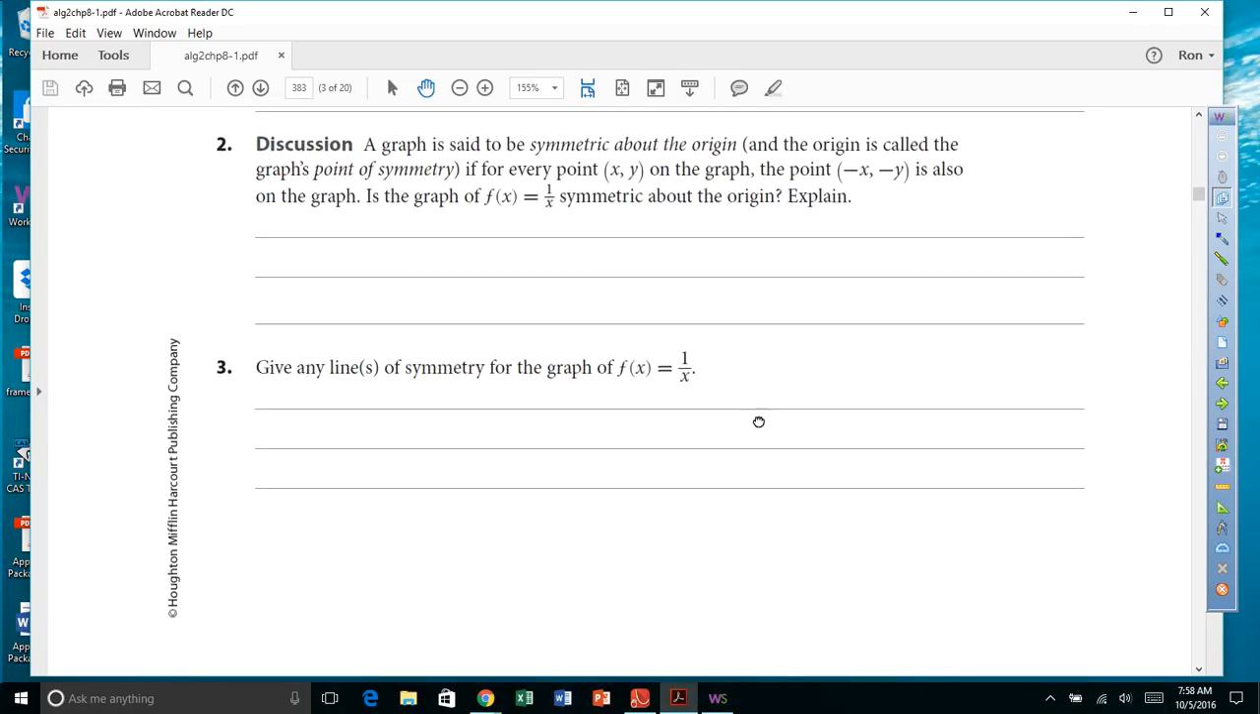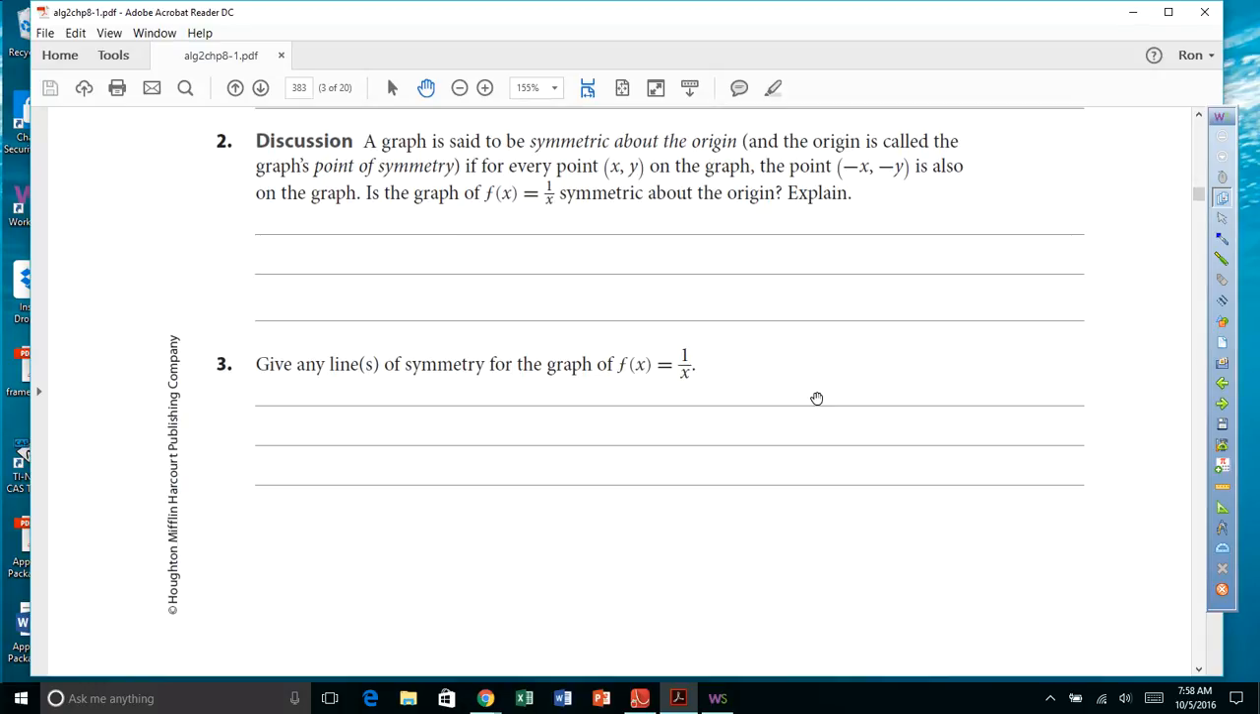A graph is said to be symmetric about the origin, and the origin is called the graph's point of symmetry, if for every point x, y on the graph, the point negative x, negative y is also on the graph. Is the graph of f of x symmetric about the origin?